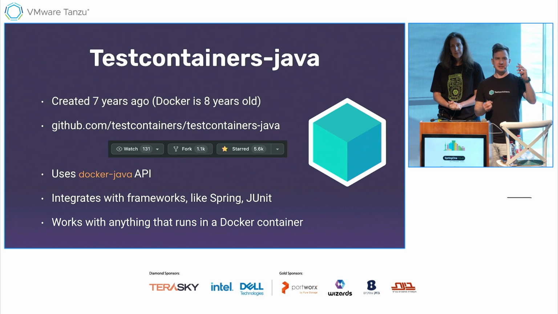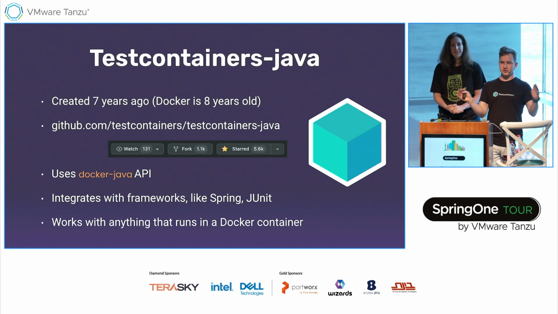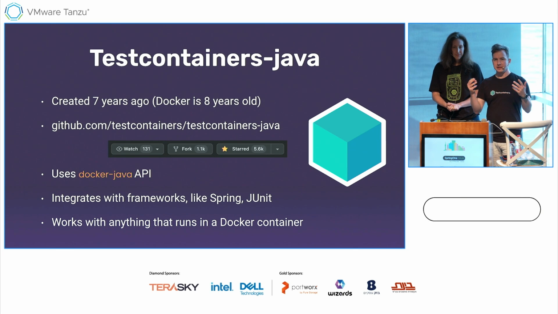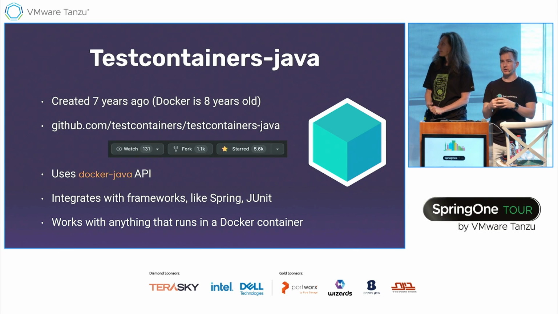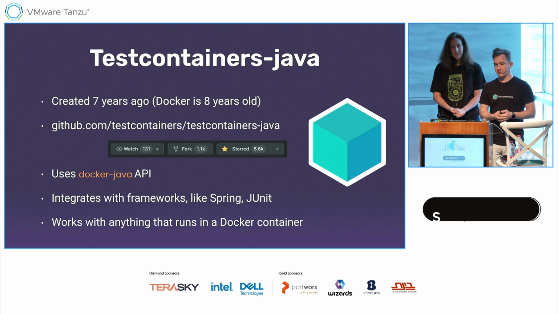For the record, if you think 7 years is not a very mature time in Java years, that's a lot in Docker years. Docker was just a very, very young project back then, when the idea was born that there should be a library that will allow you programmatic control over the containers, because that's what the tests require.